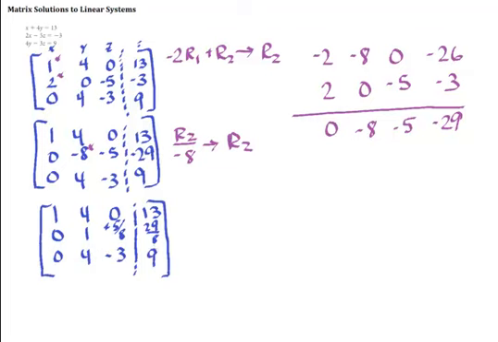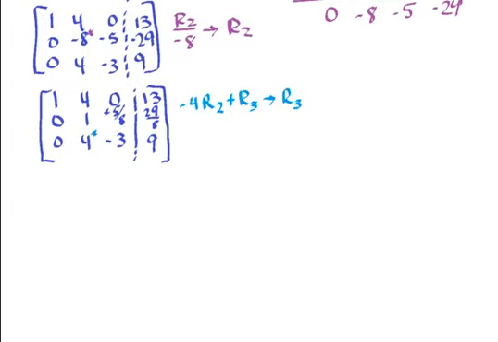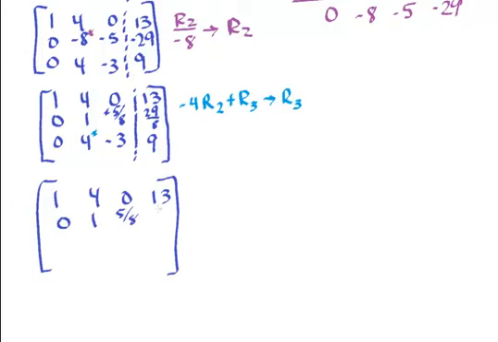What I need to do next is make this a 0. So I'm going to do -4 times row 2, add it to row 3, and I'll replace row 3. That means that rows 1 and 2 won't change. So let me write rows 1 and 2 down. 1, 4, 0, 13, 0, 1, 5 over 8, 29 over 8. Okay, let's play. -4 times row 2. That is 0, -4, -20 over 8.